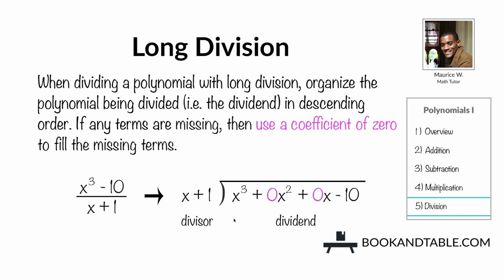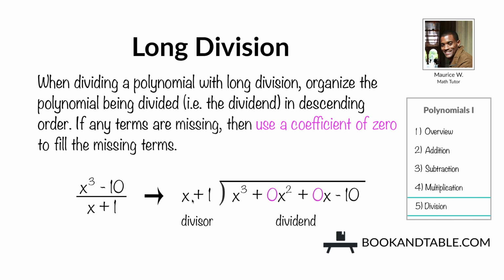So what does all of that mean? Let's say you were dividing x cubed minus 10 by x plus 1. The polynomial in the numerator is being divided by x plus 1. So the polynomial being divided is called the dividend. We then have our long division symbol.